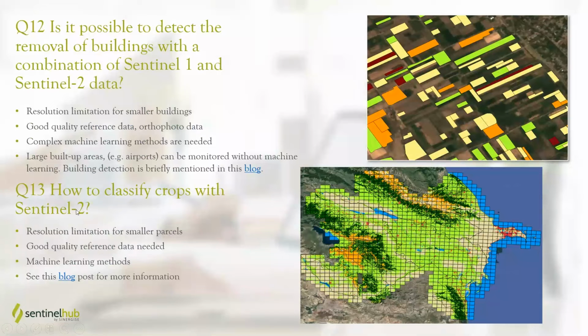The next question is very similar to this one, just for another topic. So how to classify crops with Sentinel-2? This is a bit easier to do, but still machine learning methods are generally needed, which means that you need good quality reference data. This is because the Sentinel-2 is not a hyperspectral satellite, only has so many bands, and it is just simply not that easy to figure out the type of crop just from looking at the imagery. You also need good quality reference data and machine learning. Also here, the resolution can be a limitation for very small parcels.